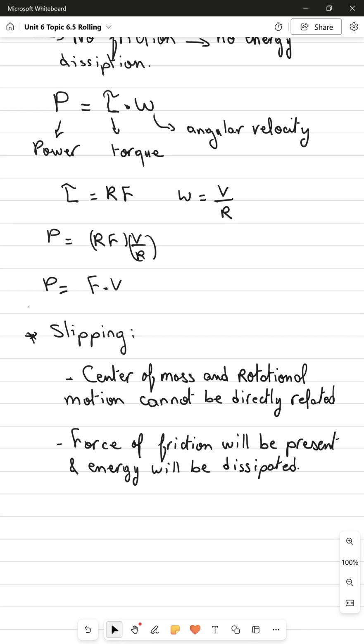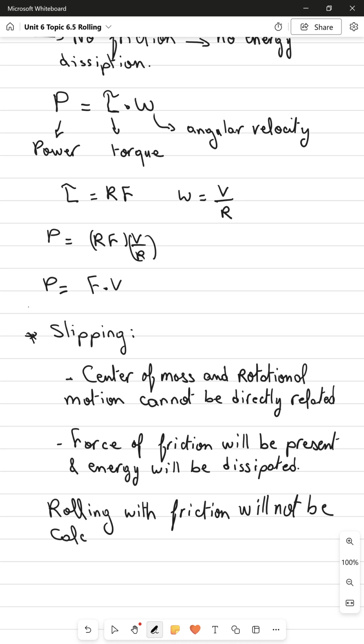And as we said, rolling with friction will not be calculated. So rolling with friction is beyond the scope of this course, so it will not be calculated. That's it all for unit 6.5 rolling.